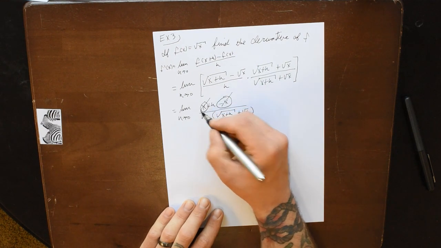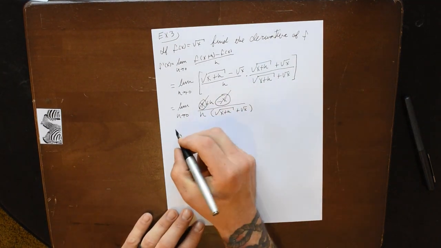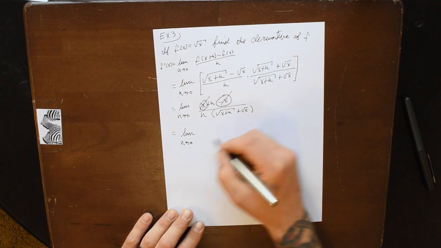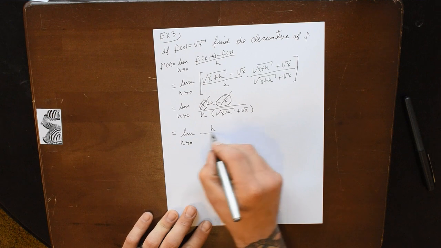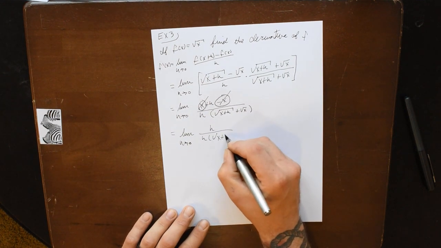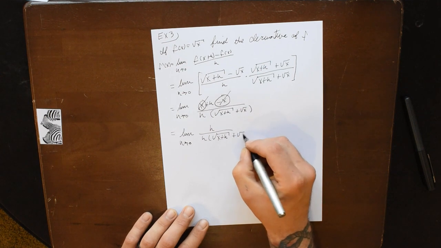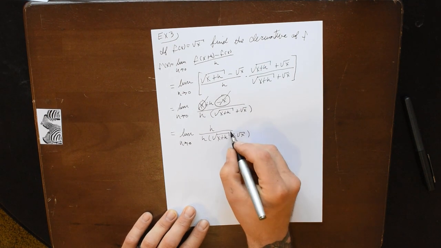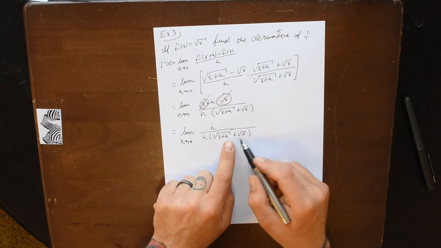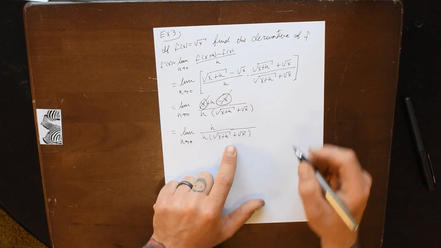These are going to cancel. So I'm going to rewrite what we have. Limit as h goes off to 0 of h divided by h times the square root of x plus h plus the square root of x. I put a little tail on the end of my square root symbol. It just helps me know what's inside the square root sign.